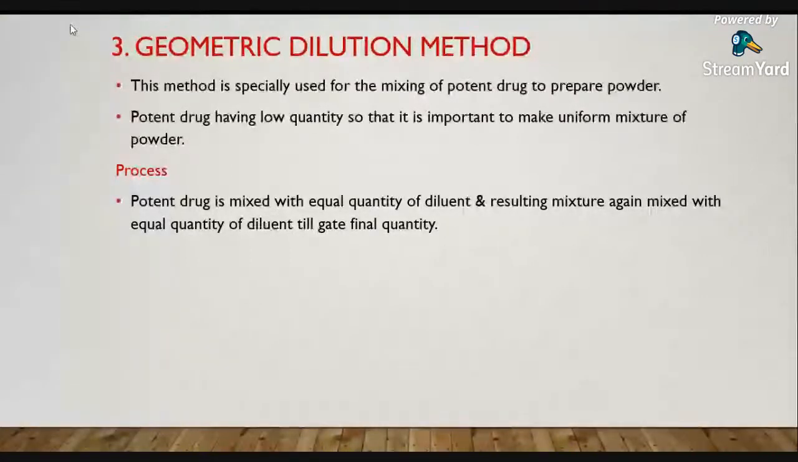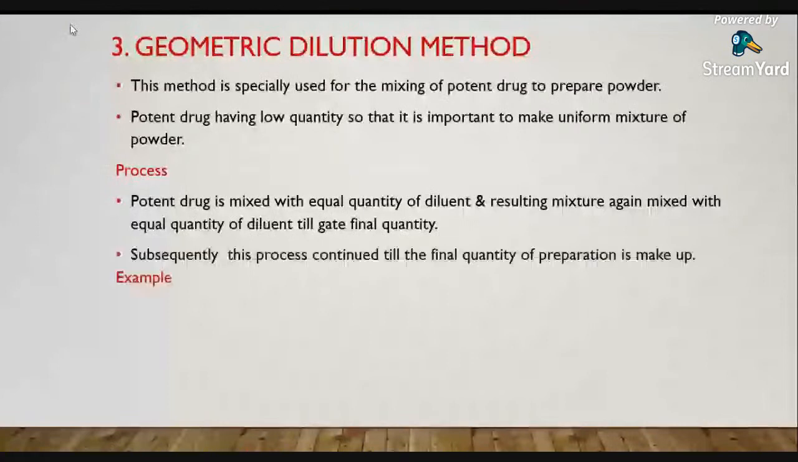Now again we have to take 200 gram of diluent and mix with that mixture. Now how much quantity will be there? There will be 400 gram of powder mixture. Now again we have to take 400 gram of diluent, mix with that previously prepared mixture, and after that we'll get 800 gram. Likewise we have to mix the diluent with the drug and resulting mixture, and this method is known as geometric dilution method. And this process we have to perform till getting the final quantity of preparation.